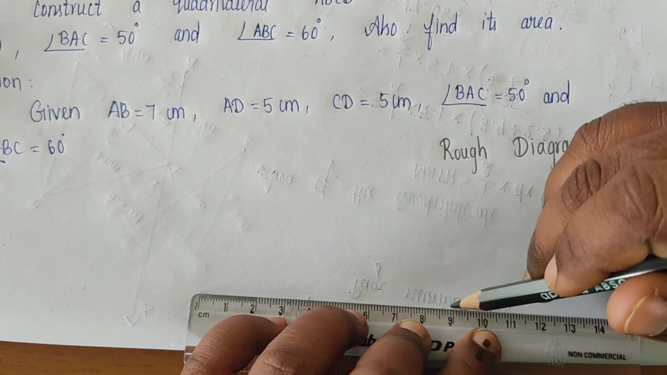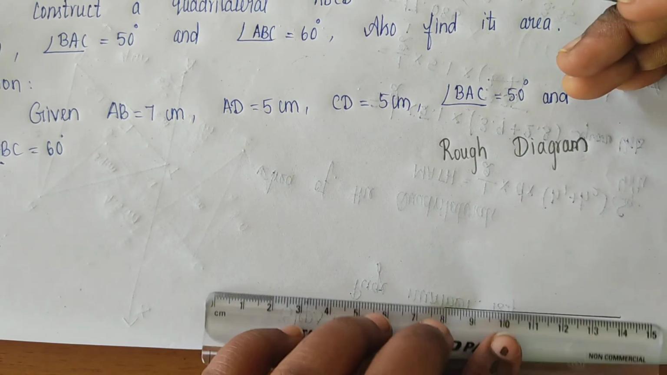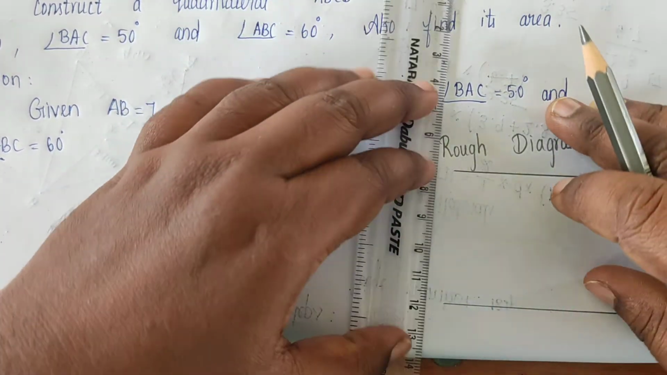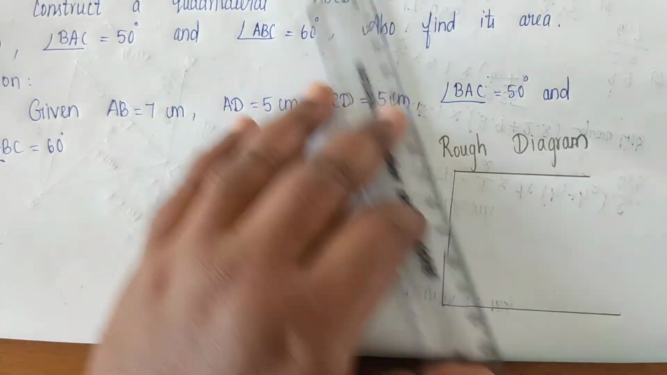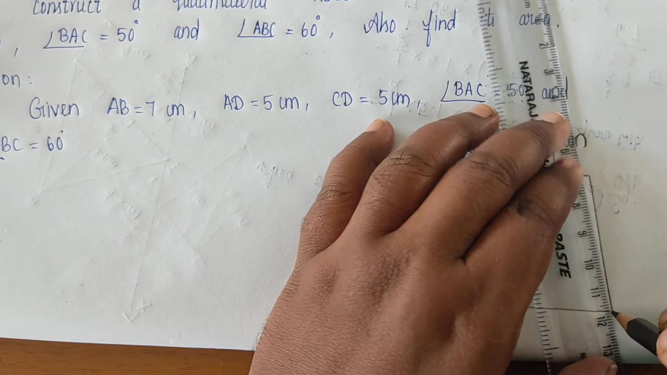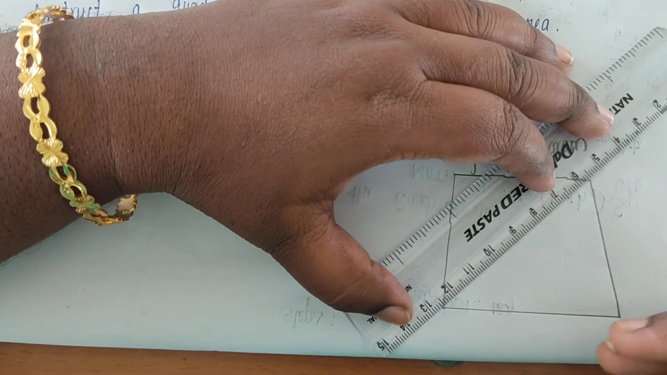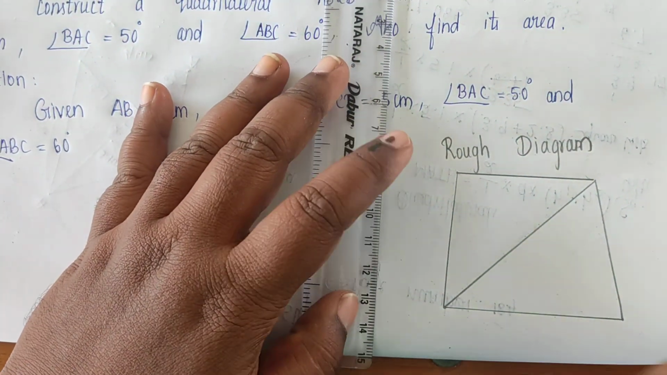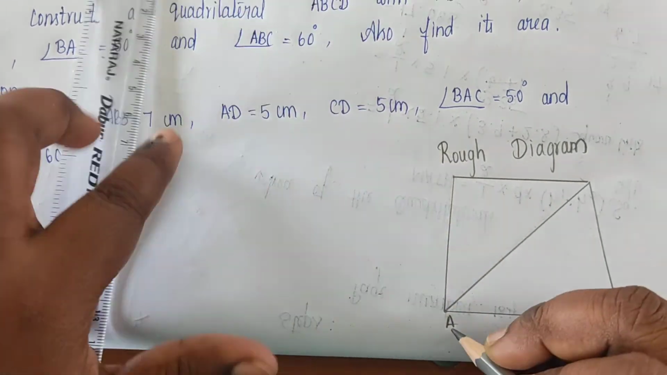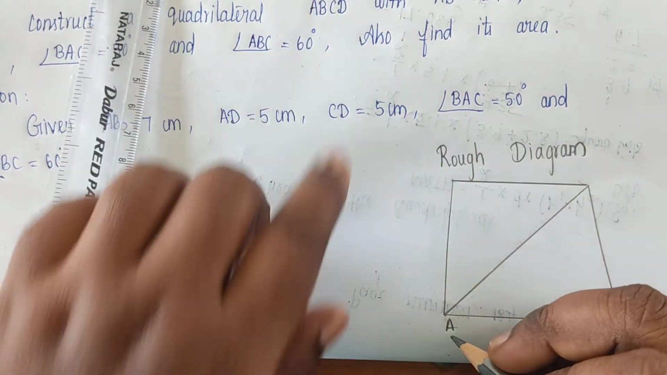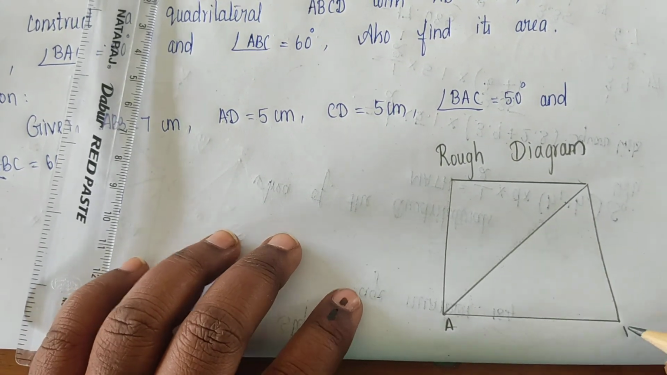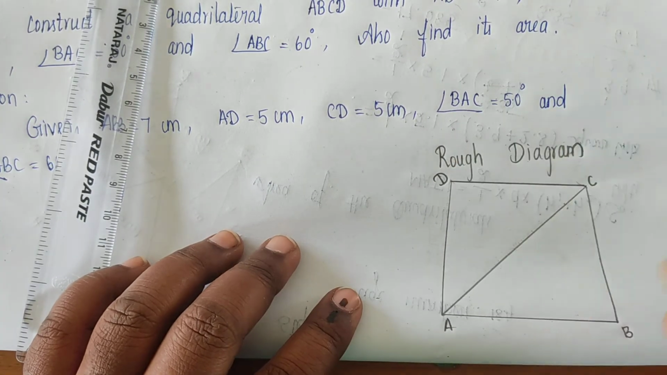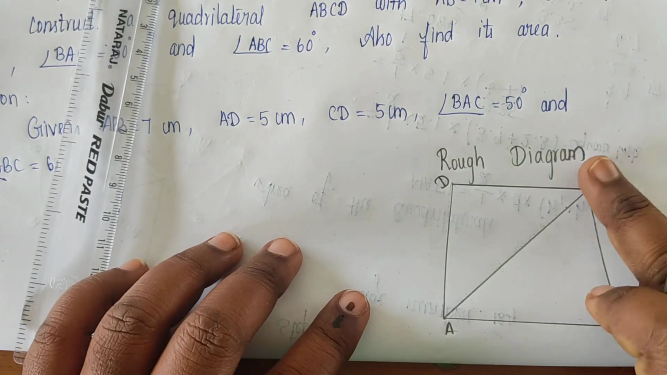First, draw a line and next, on top, draw a line and join the two lines. Join the two lines and draw the diagonals. So, naming the diagram, this name is ABCD. So, A, B, C, D.